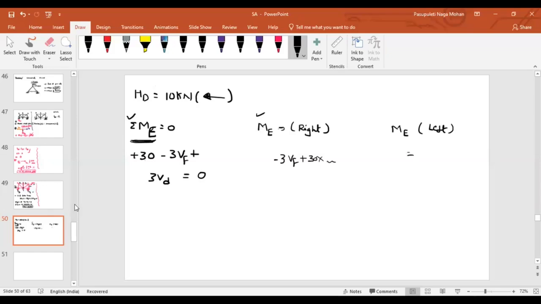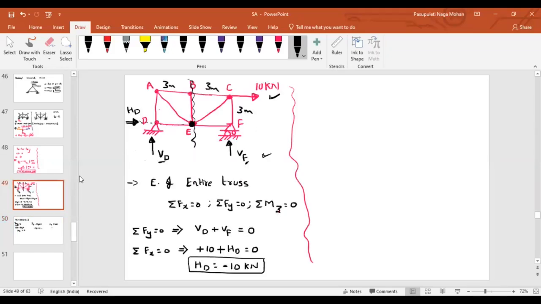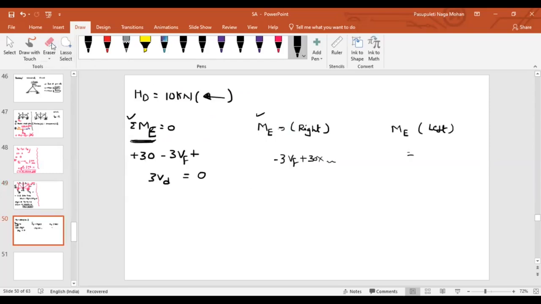Similarly, if you look into the moment at point E to the left side, how many forces are existing? HD is existing and VD is existing. HD is passing through the point E, so there won't be any moment. Because of the VD, VD into 3, again it is in the clockwise direction. So that is the difference between moment and summation of moments. Hope it's clear for you.